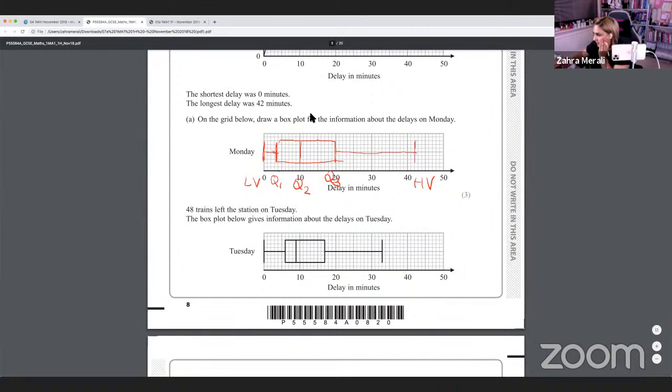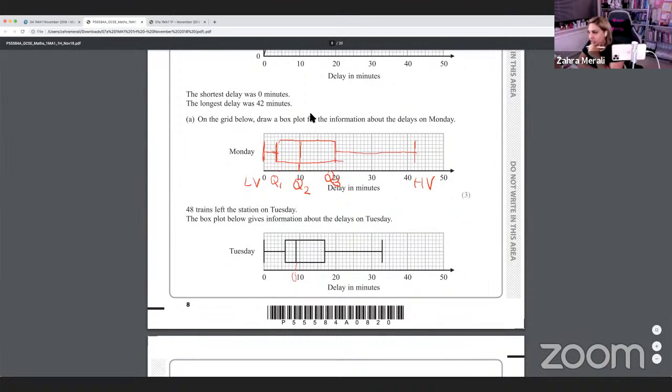And then we're given another one for Tuesday. And the next question that's going to come, but we're going to talk about it looking at them, says compare the distribution. Now, if we compare the medians, the median here is less than the median here. So we can say the median delay was bigger on Monday or smaller on Tuesday. Same thing, different words, doesn't matter.